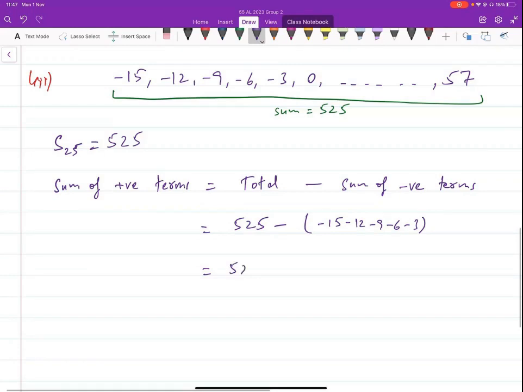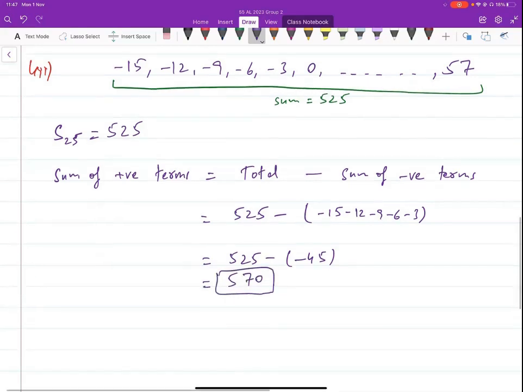So that's 525 minus 45, and that gives you 580. Or that's 70? That's 70. 570. That's the sum of the positive terms. Okay, from the total sum we removed the negative terms, and we got the sum for all the other terms.